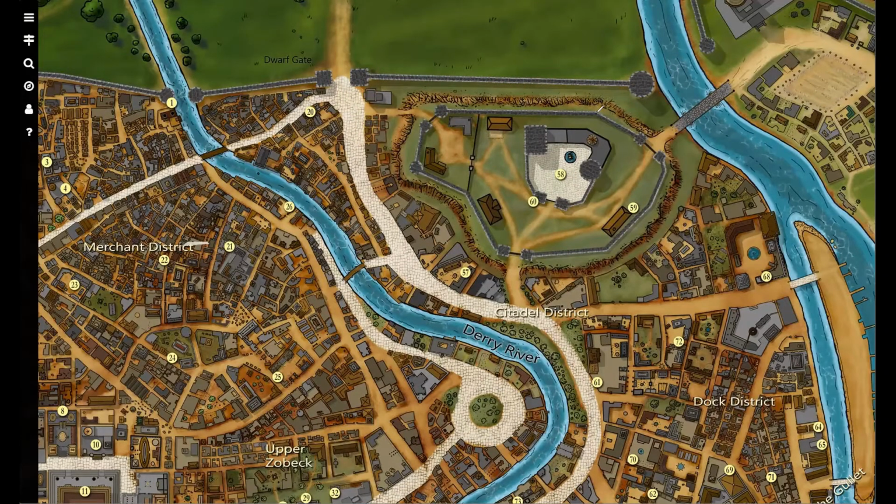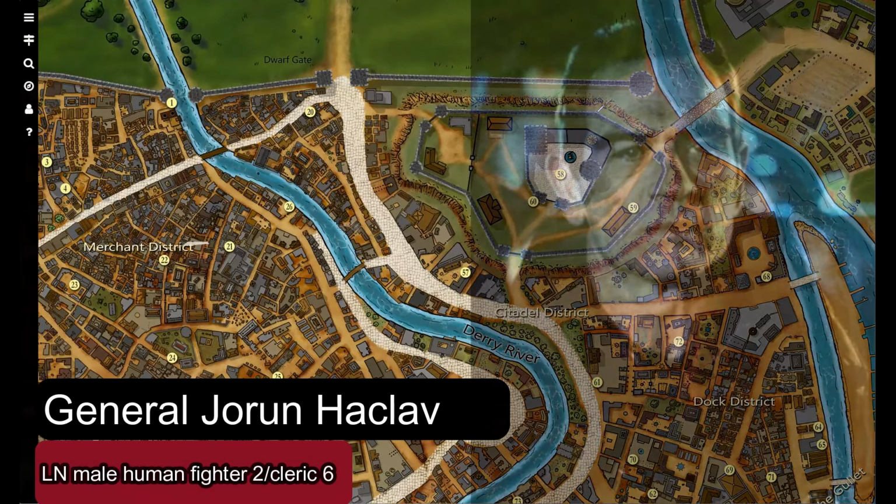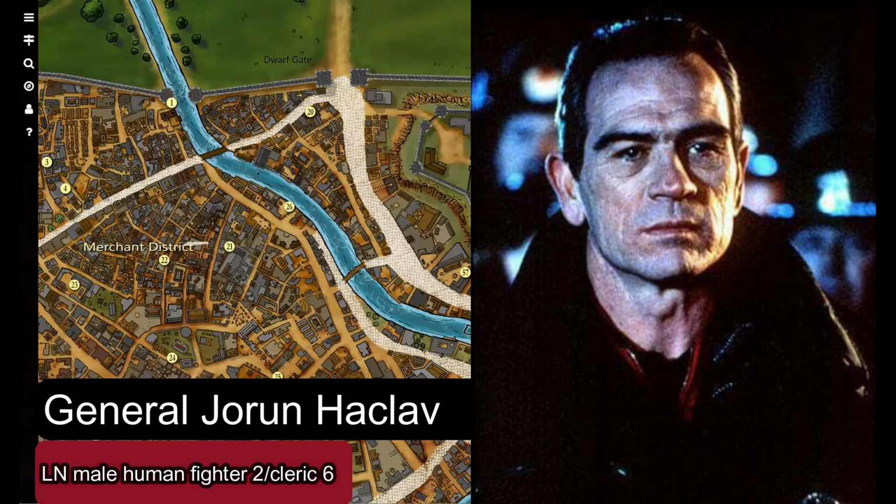So the best way to use this information is to write down the NPCs and give them personalities. So the first one we're going to meet is General Jorn Haklav, Field Marshal of the Free Army and Captain of the Zobeck Hussars. By the way, a hussar, or hussar, I don't know how you pronounce it, is light cavalry. So he is lawful neutral, male, fighter, level 2, cleric, level 6. And if I had to hire an actor to play this man, I would hire Tommy Lee Jones in The Fugitive. If you're not old enough to know what that means, I don't know, go to bed, it's too late.